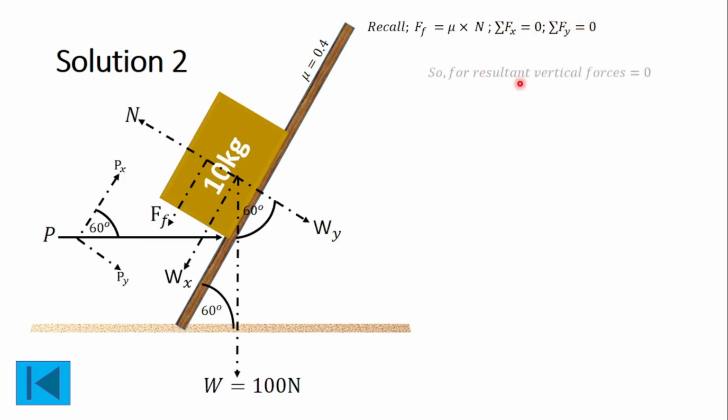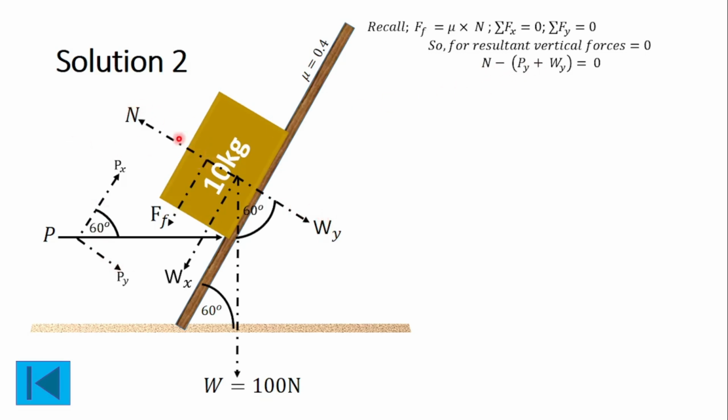So what else? For the resultant vertical force, that means the resultant vertical force is 0. What does that mean? All the vertical forces here, this is vertical to the plane, this is vertical, another vertical force is this. So we have this one, this, and this. They are all vertical components.